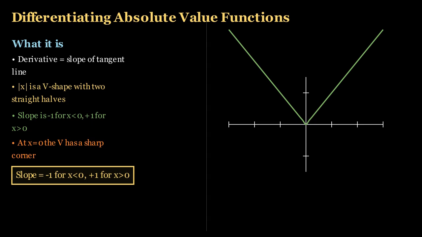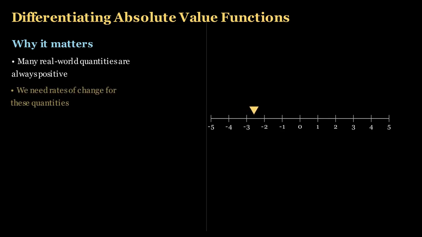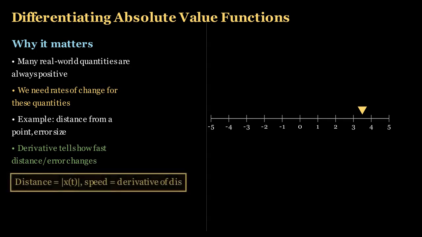Why do we care about the derivative of an absolute value? Because in the real world, many quantities are defined as distances or sizes, which are always positive. Think of the distance between two moving objects, or the error between a predicted value and a true value. We often want to know how fast that distance or error is changing. The absolute value function captures that always positive idea. Its derivative tells us the rate of change. For example, if a car's position is given by x of t, the distance from a fixed point is the absolute value of x of t.